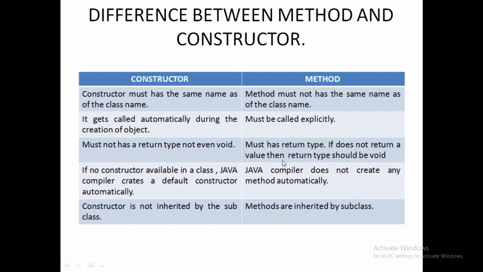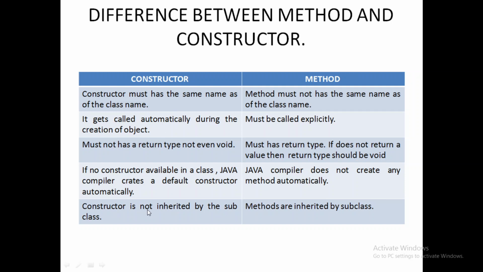If a method does not return a value, then the return type should be void. If no constructor is available in a class, the Java compiler creates a default constructor automatically. That we have also discussed. But in the case of a method, the Java compiler does not create any method automatically. Whatever methods the programmer requires, you have to explicitly write inside the class.